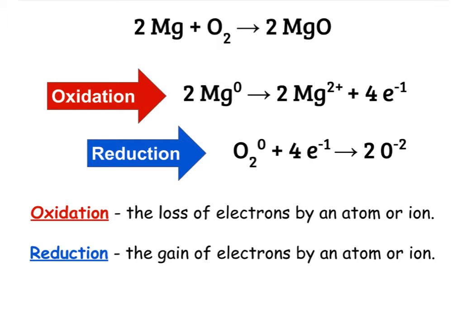Oxidation and reduction. They are part of the same process. One cannot proceed without another, but you need to be able to differentiate between the two. In oxidation, the loss of electrons, we would always observe an increase in the oxidation state because the atom or ion is losing negatively charged particles.